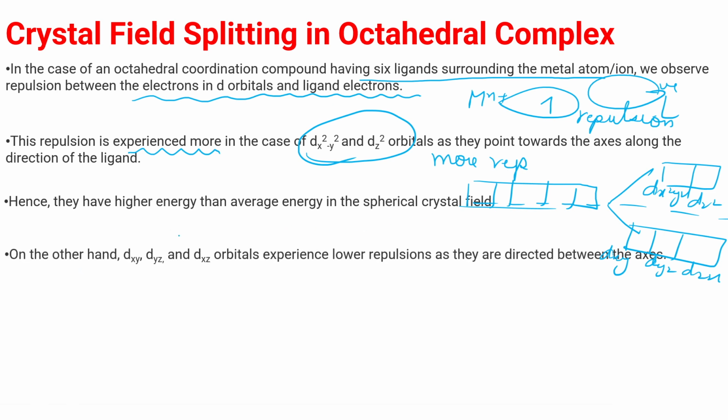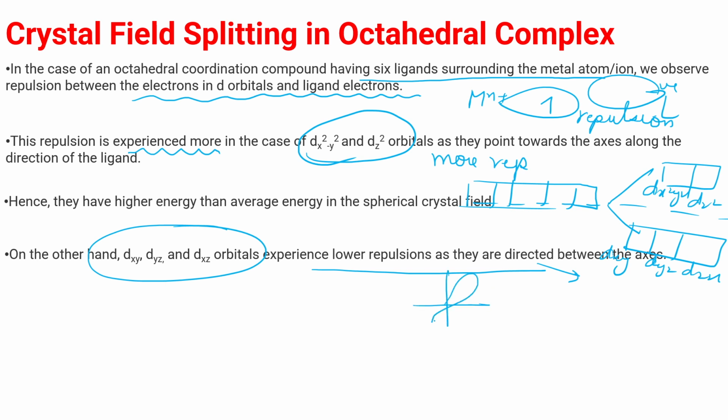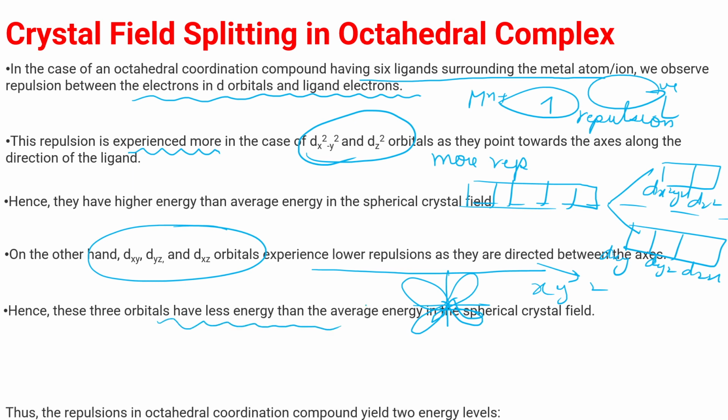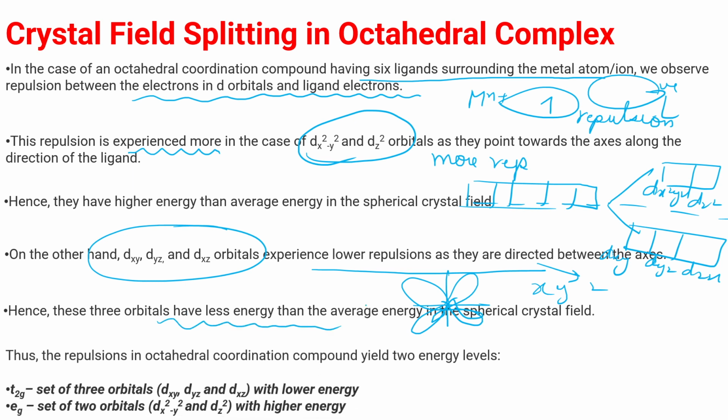Similarly, the other dxy, dyz, and dzx orbitals experience lower repulsion, as they are directed in between the axes, and the ligands are coming from the direction of the axes. They are coming from the x, y, and z directions. Since they are present in between the axes, the repulsion is less. Hence, these three orbitals have less energy than the average energy. Therefore, the repulsion in octahedral compounds yields two energy levels.